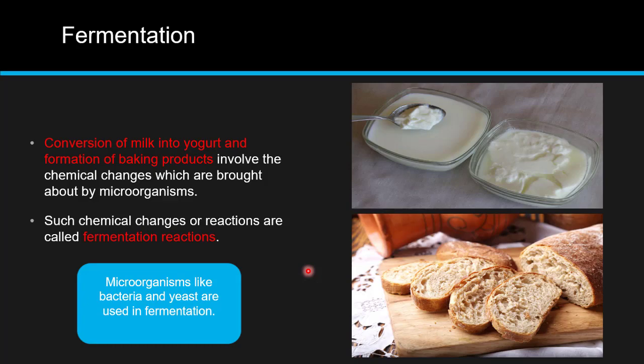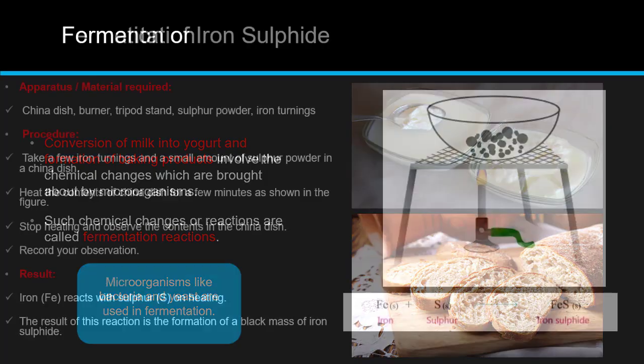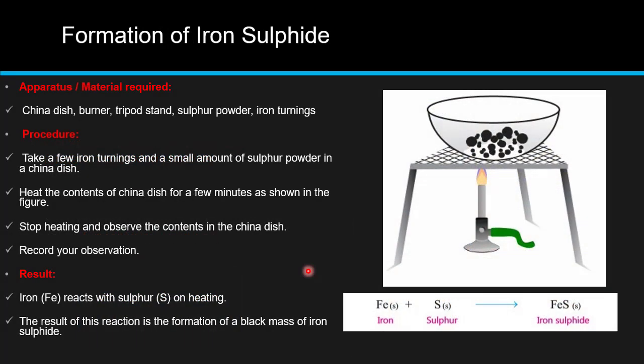So students, these are all the applications of chemical reaction. Now we are going to study the formation of iron sulfide. This is a common example of chemical reaction. First of all, for this reaction, we need some apparatus or material: china dish, a burner, tripod stand, sulfur powder, and iron turnings. Now what you are going to do, first of all, take a few iron turnings and a small amount of sulfur powder in a china dish. You will put both these reactants in a china dish.